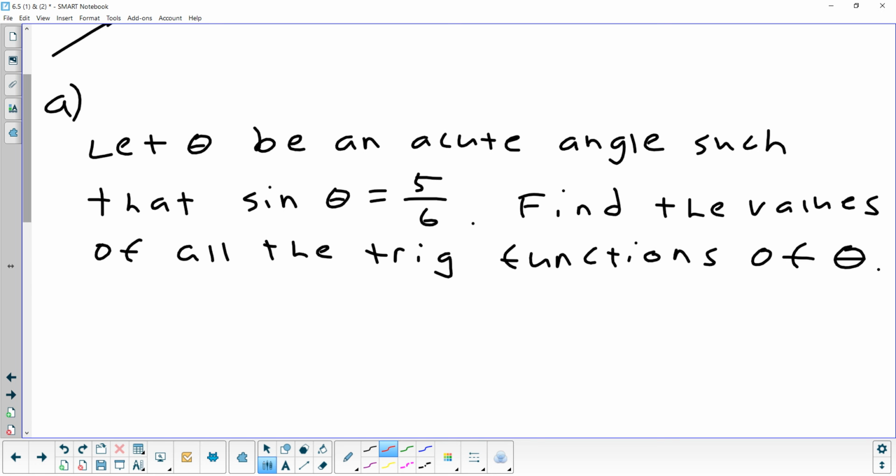If I tell you that the sine is 5 over 6, what have I really told you? The opposite of theta is 5, and the hypotenuse is 6. So the opposite side from theta is 5, and the hypotenuse is 6. I've really given you 2 of the sides in a triangle. To find the other trig functions, you need the third side. If you know 2 of the sides, how can you get the third one?